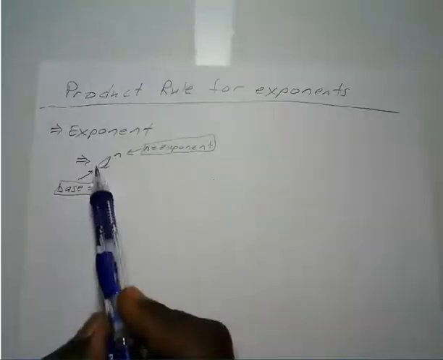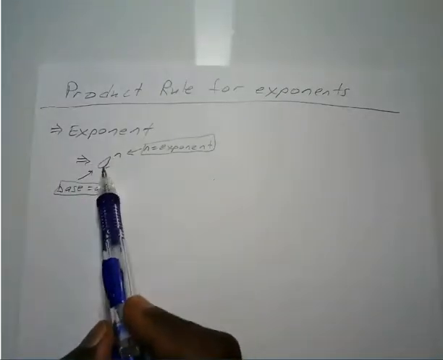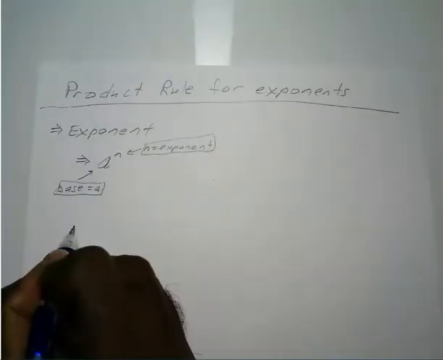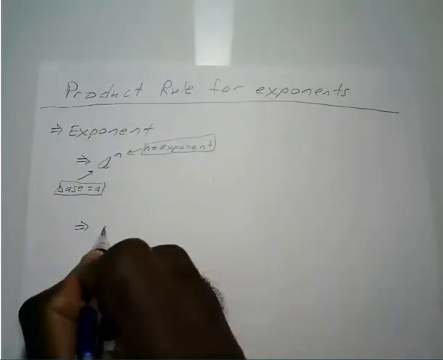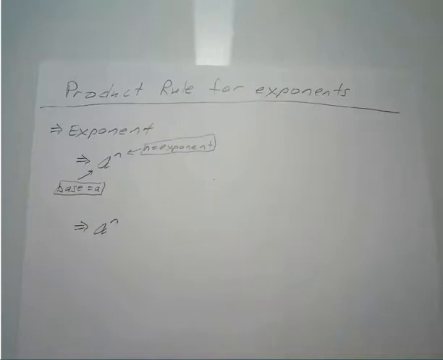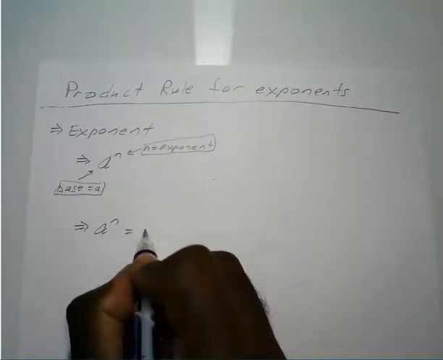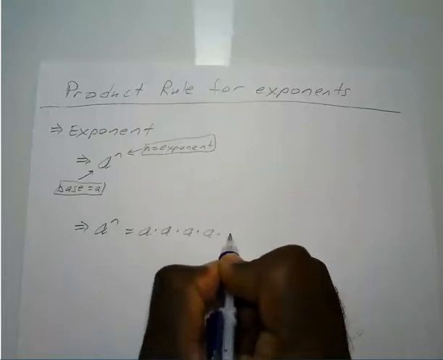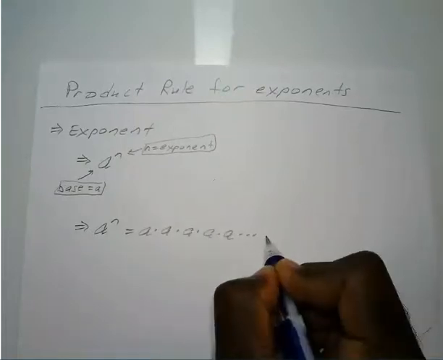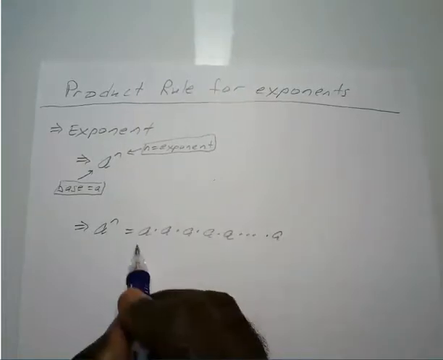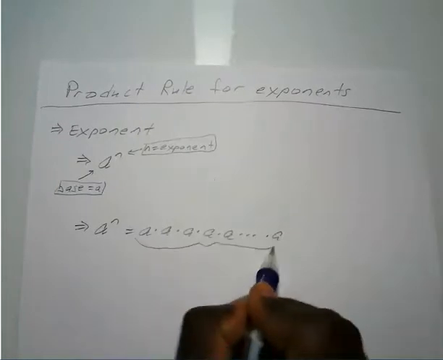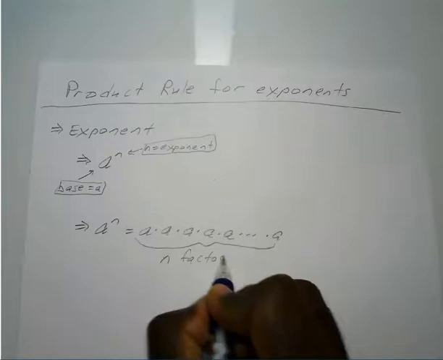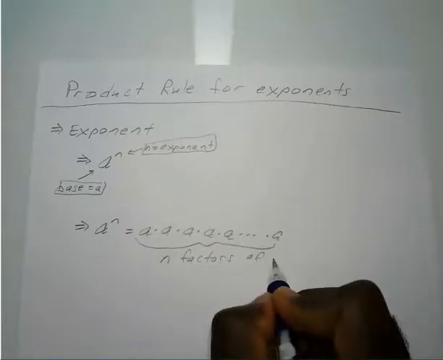Okay, so really a to the nth power just tells how many times you're going to multiply a by itself. So that means if you have a to the nth power, you're going to have a times a times a times a times a, and it keeps on going times a, and you multiply it n times. So you have n factors of a.